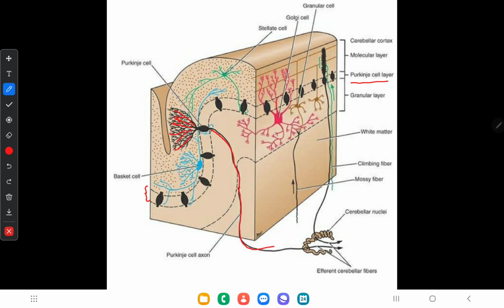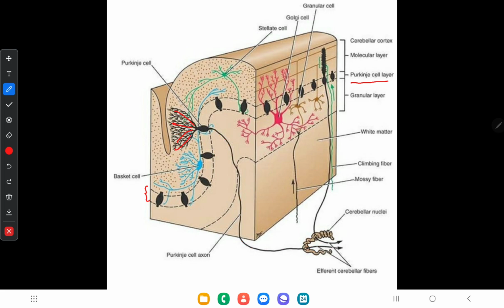Here, this is the axon. It goes into the white matter of the cerebellum, passing through the granular layer. This is the granular layer. It passes the granular layer and goes into white matter. Then the axons terminate in one of the intracerebellar nuclei.